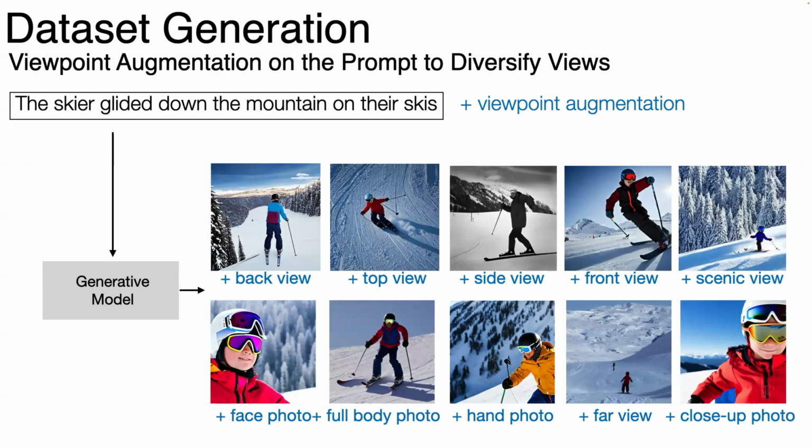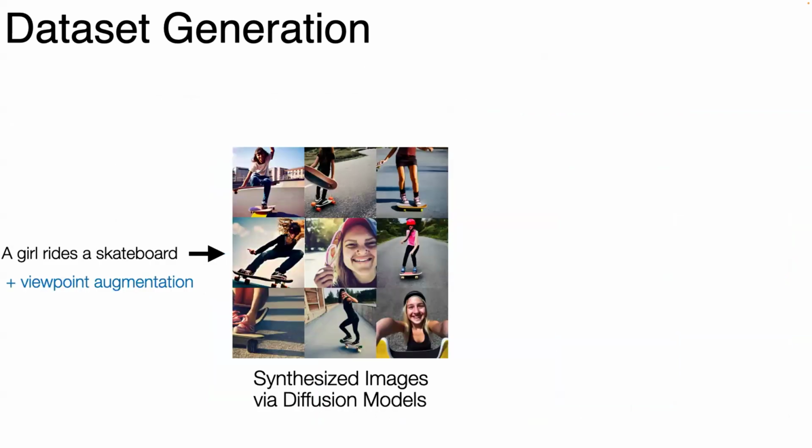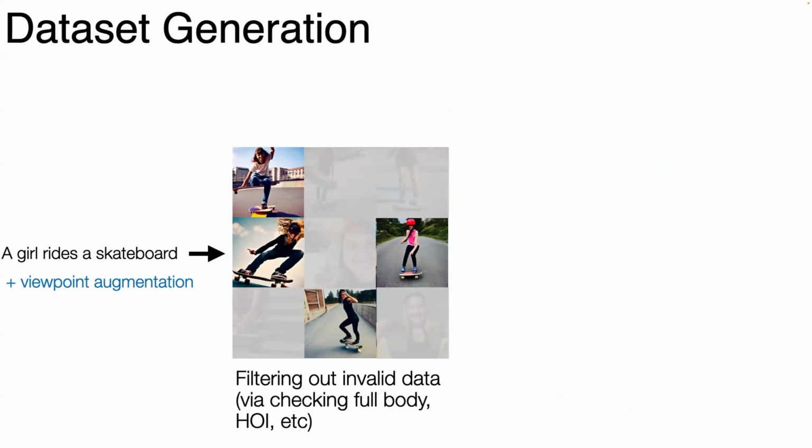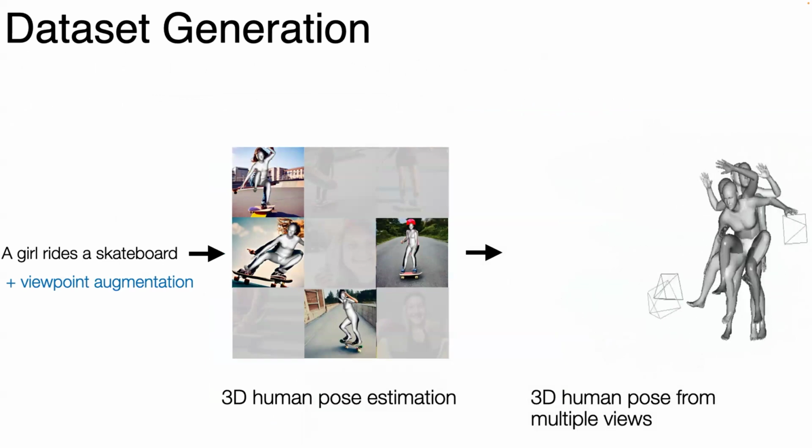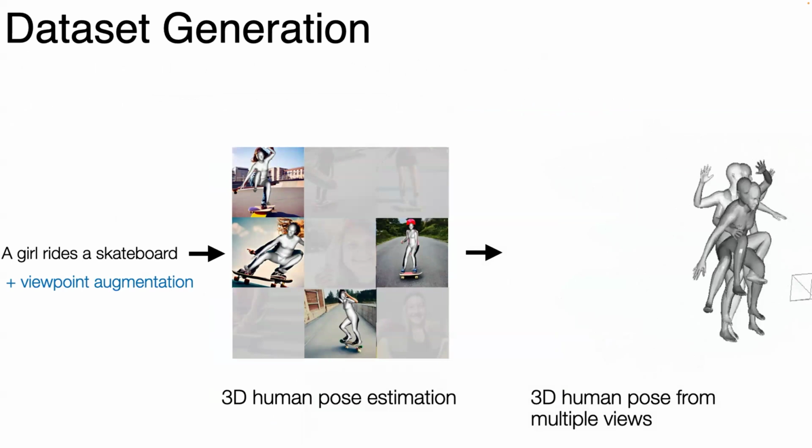The goal of this viewpoint augmentation is really to diversify the image viewpoint. The image diffusion model doesn't necessarily follow the exact instruction, but that's fine because our goal here is really to diversify the viewpoint. So given this prompt, we can basically make lots of images. Some of them are not valid, so we have a step to filter out those ones. And given the remaining valid ones, we can apply the monocular pose estimation method so that we can get the 3D human pose from diverse views when the person is interacting with the object.